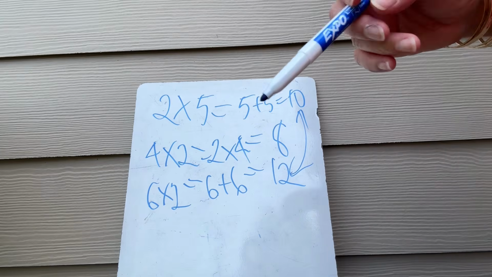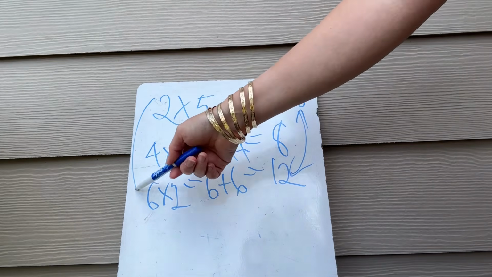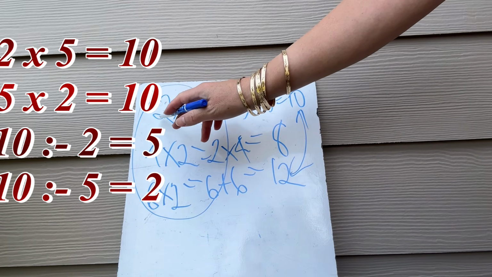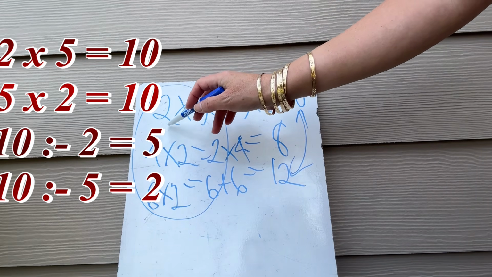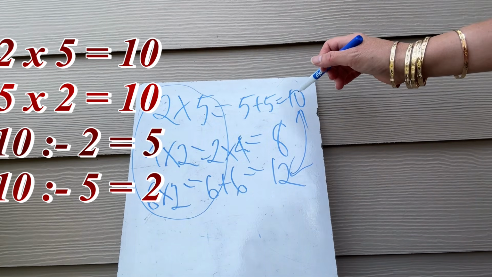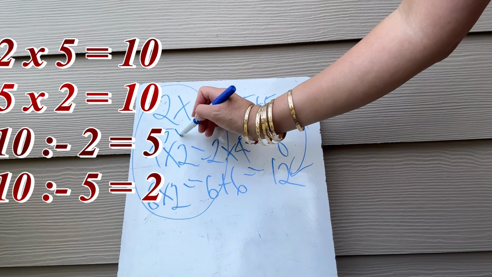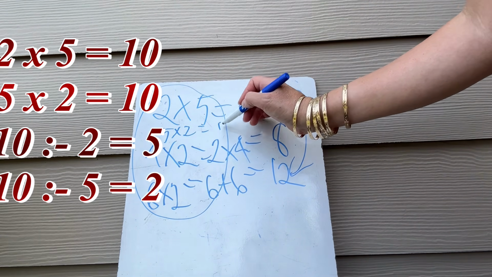So each day, try to remember like 3 facts, like this one. In the morning, what's 2 times 5? What's 4 times 2? What's 6 times 2? Now remember, you try to remember the facts that 5 times 2 equals 2 times 5 equals 10. So 5 times 2 is also equals 10.